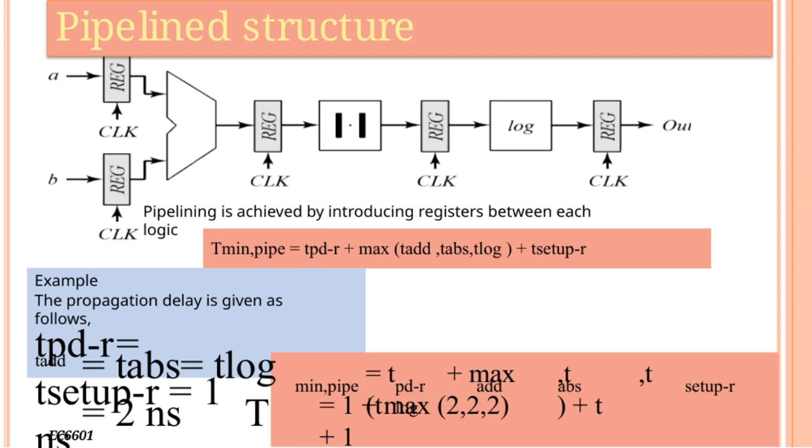To illustrate, the given example sets the clock-to-Q delay and the register setup time both to 1 nanosecond. The delays for the adder, absolute, and logic units are each 2 nanoseconds. So, the critical path delay here is 1 nanosecond plus the maximum of 2 nanoseconds from the logic blocks, plus 1 nanosecond setup time, totaling 4 nanoseconds. This calculation shows how pipelining helps by breaking the path into shorter stages and adding registers, effectively reducing the overall cycle time to 4 nanoseconds in this case, which is crucial for higher clock frequencies and better throughput.